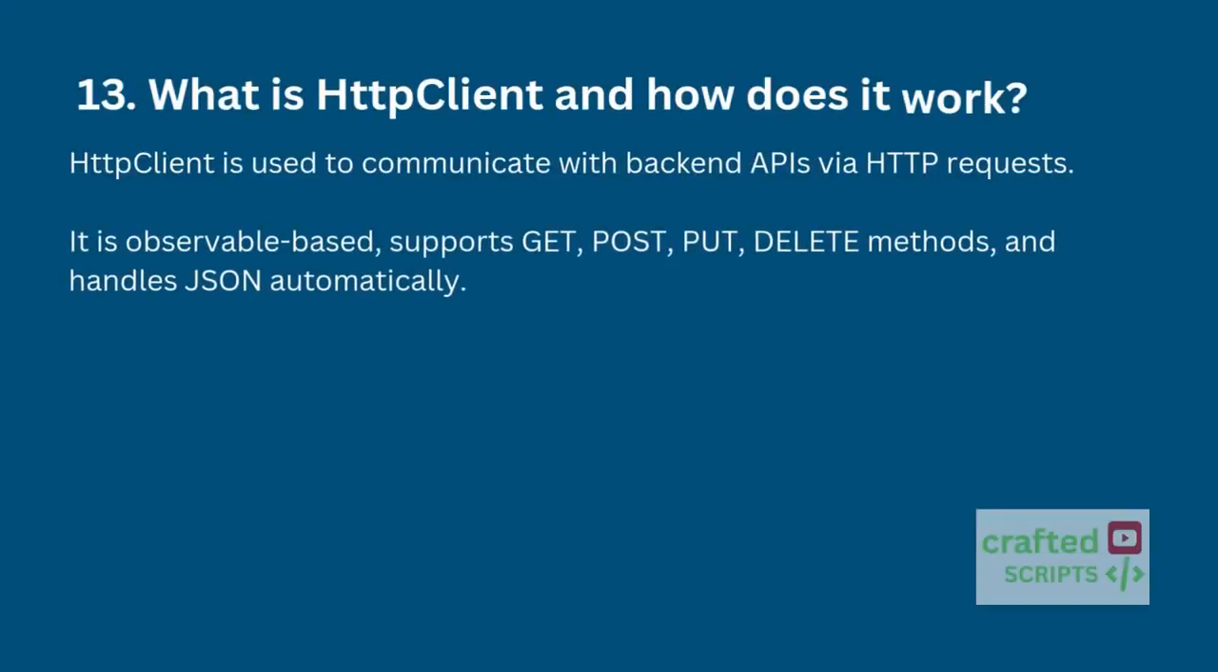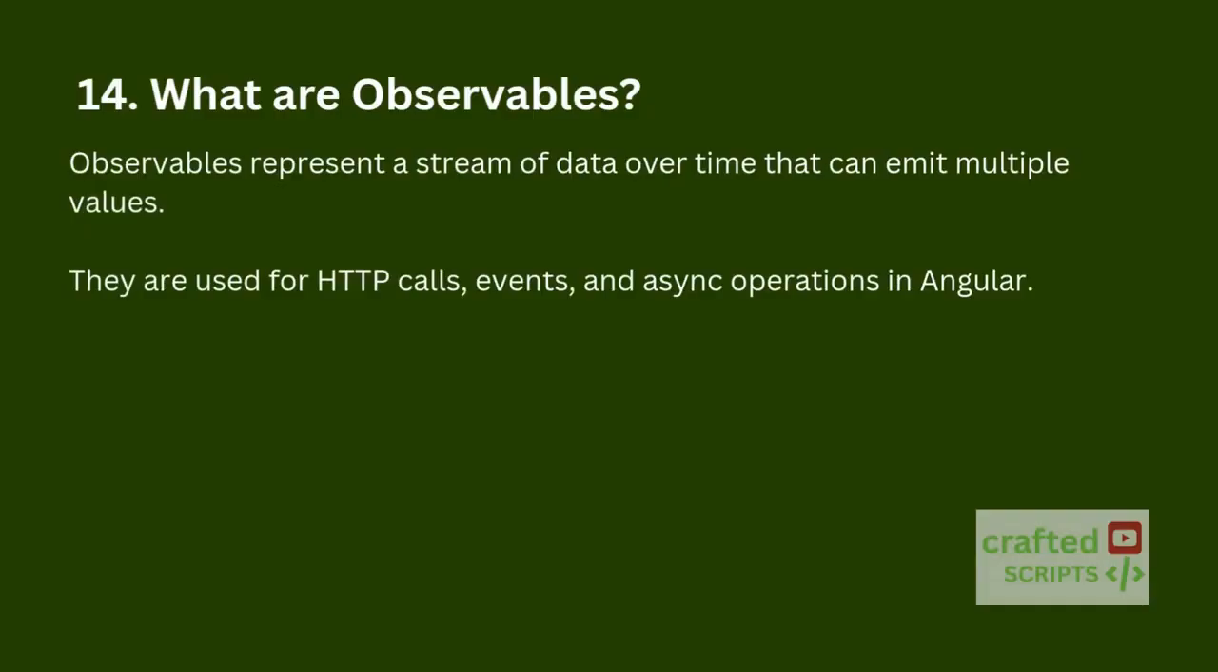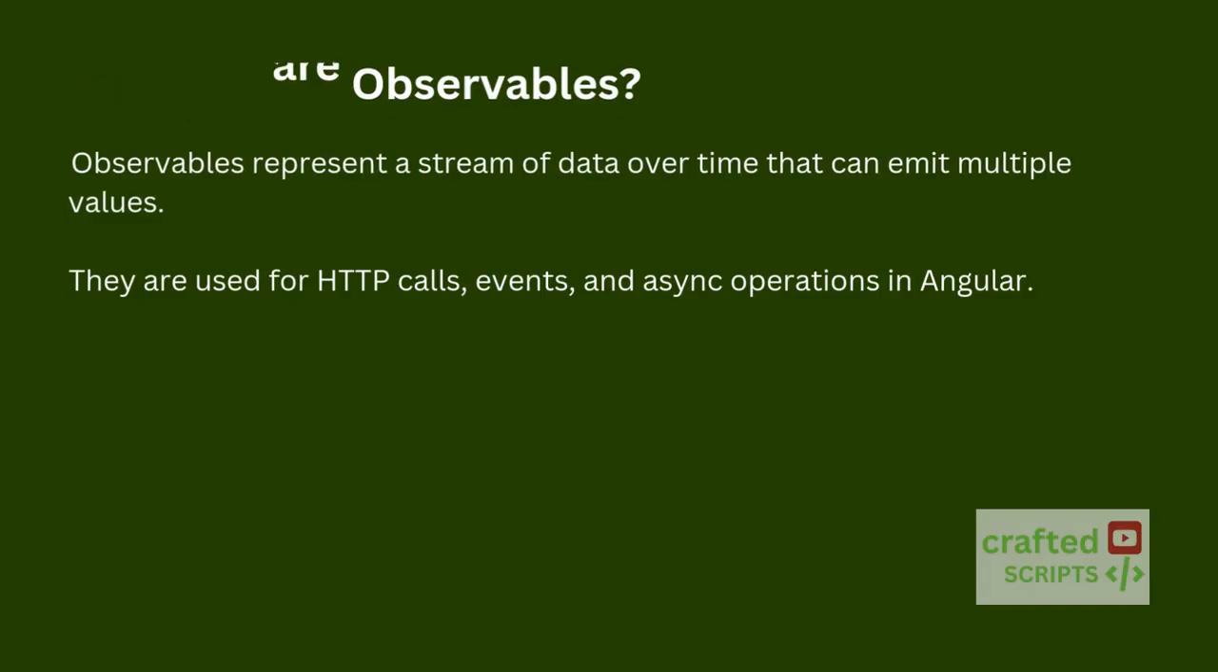Question number 13. What is HttpClient and how does it work? HttpClient is used to communicate with backend APIs via HTTP requests. It is observable-based, supports get, post, put, delete methods, and handles JSON automatically. Question number 14. What are observables? Observables represent a stream of data over time that can emit multiple values. They are used for HTTP calls, events, and async operations in Angular.